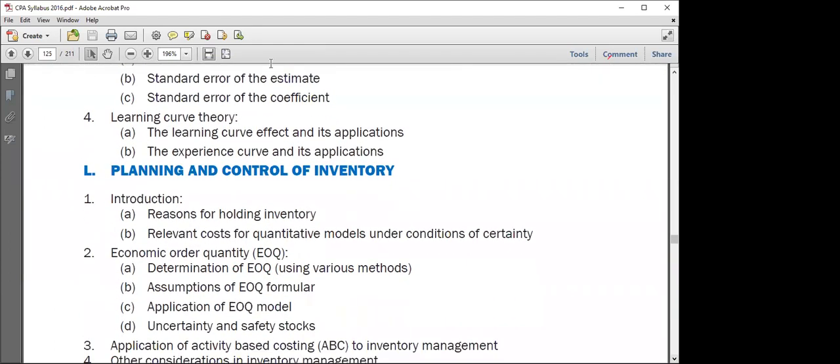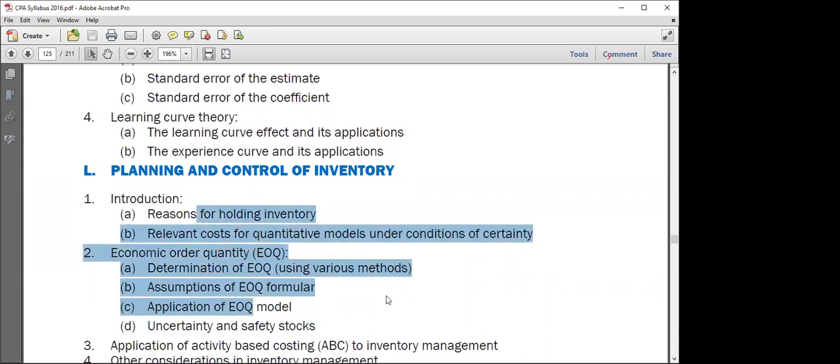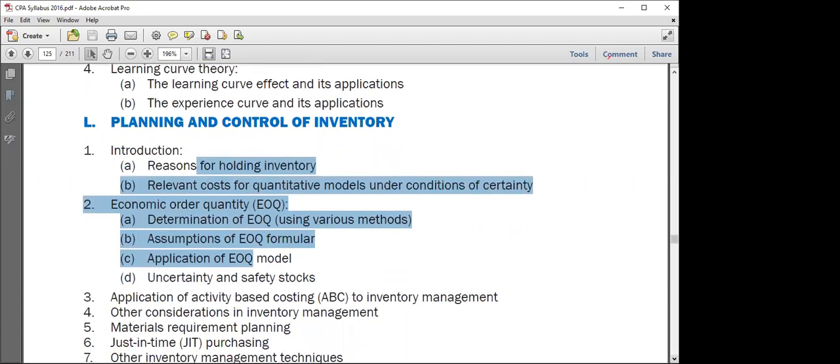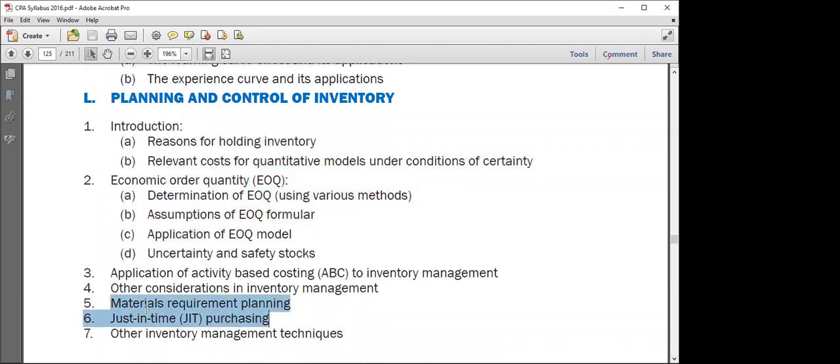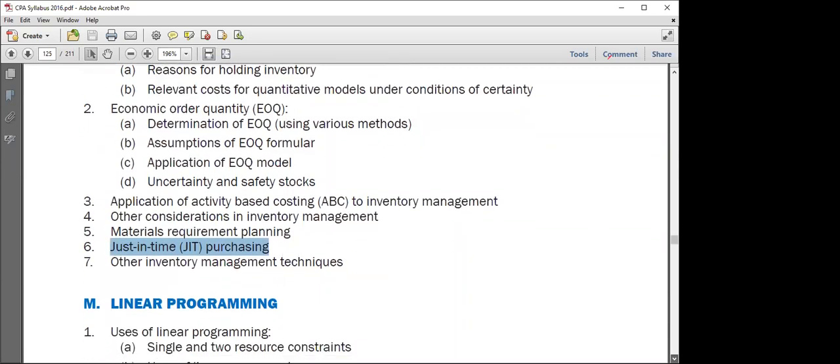Then inventory is one of my favorite topics as well. Inventory, you might have interfaced this, those that did cost and management accounting, or maybe a degree in accounting, you might have interfaced the EOQ model, economic order quantity model. So we shall try to understand how to apply the EOQ model, aspects of safety stock, and get down into other inventory techniques, like the just-in-time technique. We saw a question on the other side that was asking about just-in-time. So many things here are very common that you'll interface.